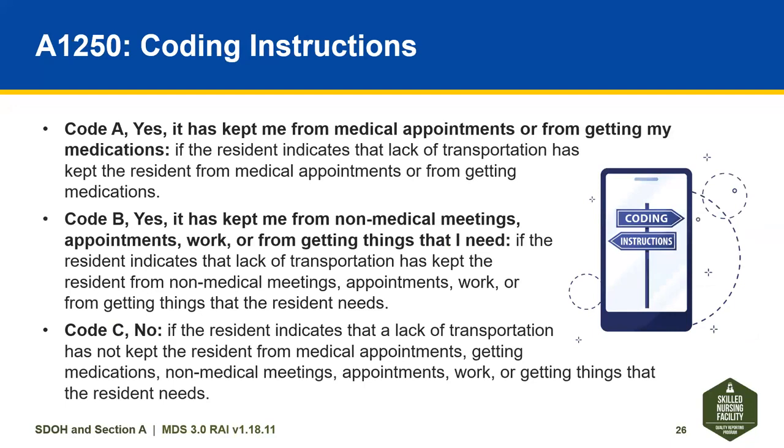And so now, again, we have a reminder here of the coding instructions. You're going to code A, yes, if the resident indicates the lack of transportation has kept them from medical appointments or from getting medications. You'll code B, yes, if the resident indicates that lack of transportation has kept the resident from non-medical meetings, appointments, work, or from getting things that they need. And you'll code C, no, if the resident indicates that a lack of transportation has not kept them from medical appointments, getting medications, non-medical meetings, appointments, work, or getting things that they need.